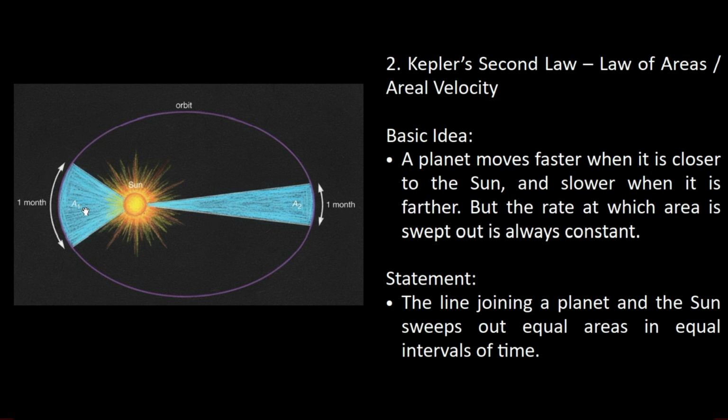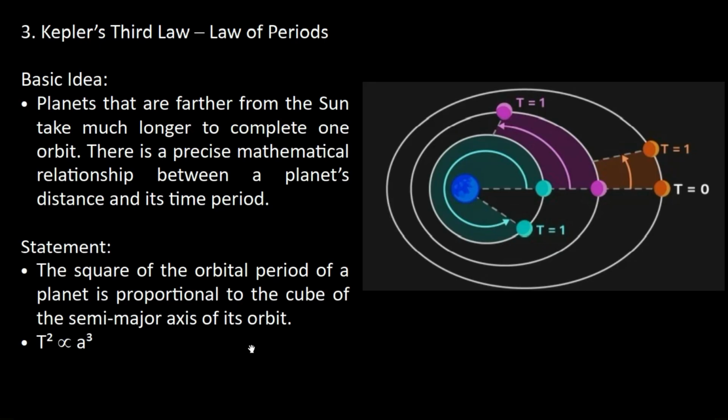Closer it is, faster it will move. Further it is, slower it will move. An indirect effect is that the area swept within a given time period is fixed. And third law is law of time period. So for a given time, the amount of the orbit's path it covers, a planet covers, has this relationship. Okay, so you have to write it. There's no other option.